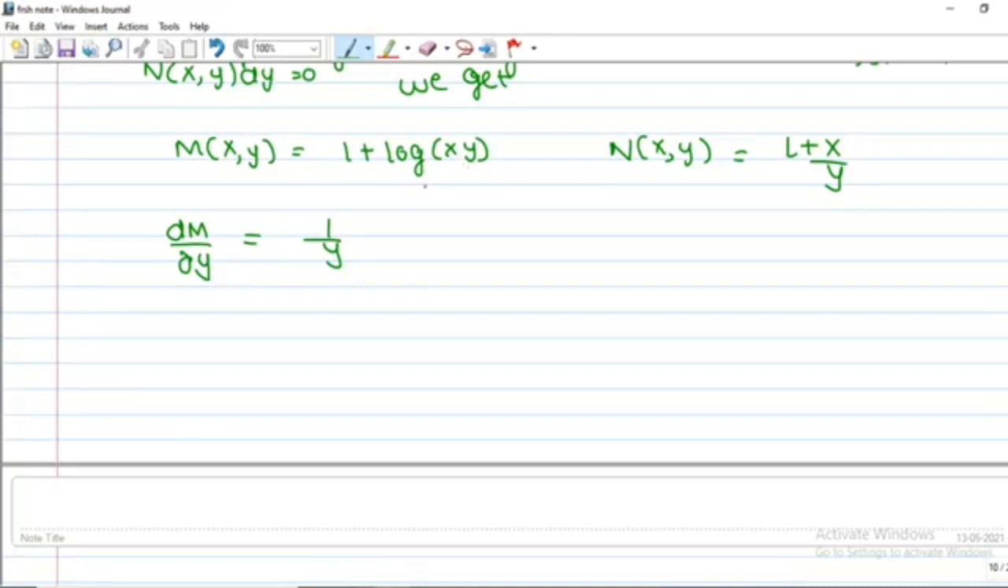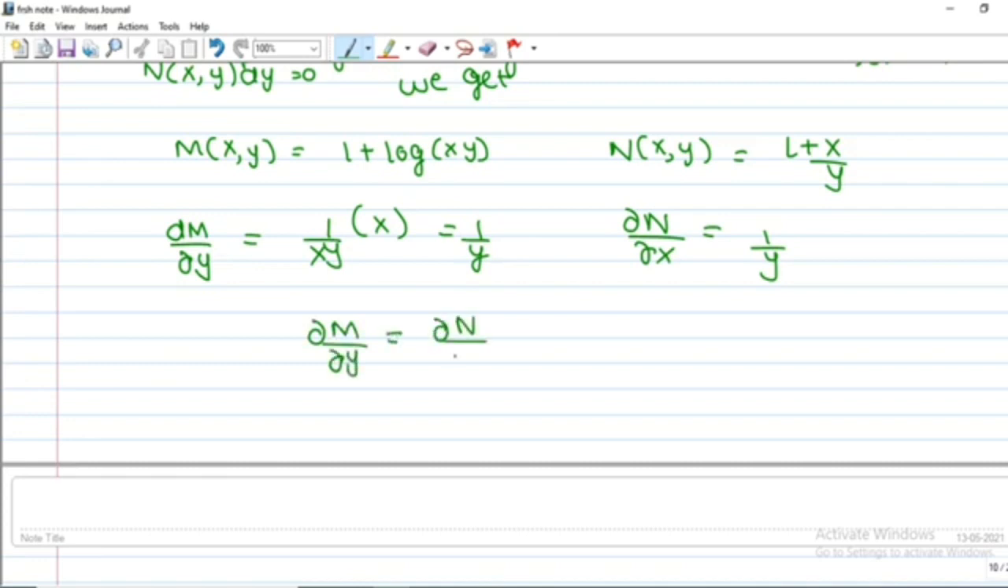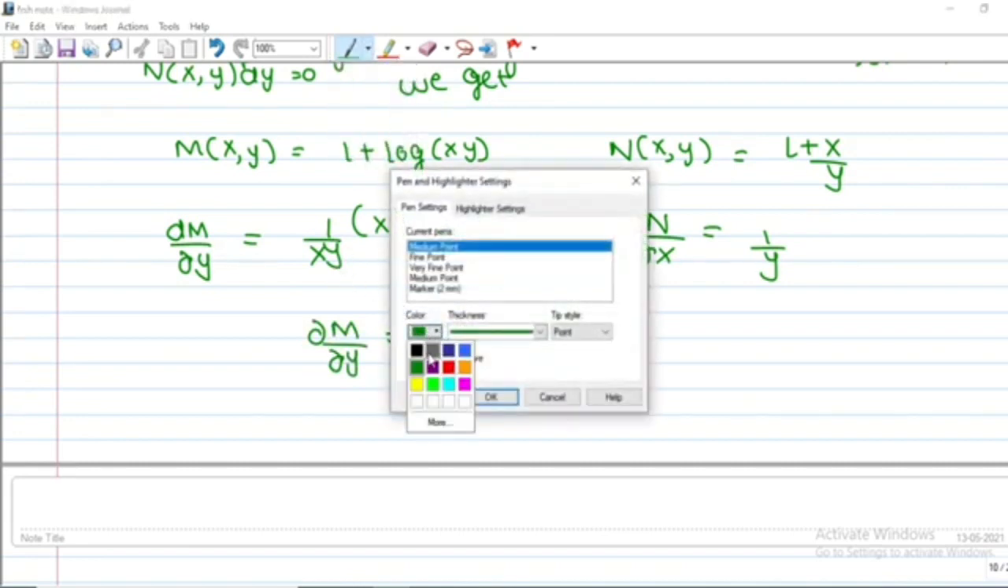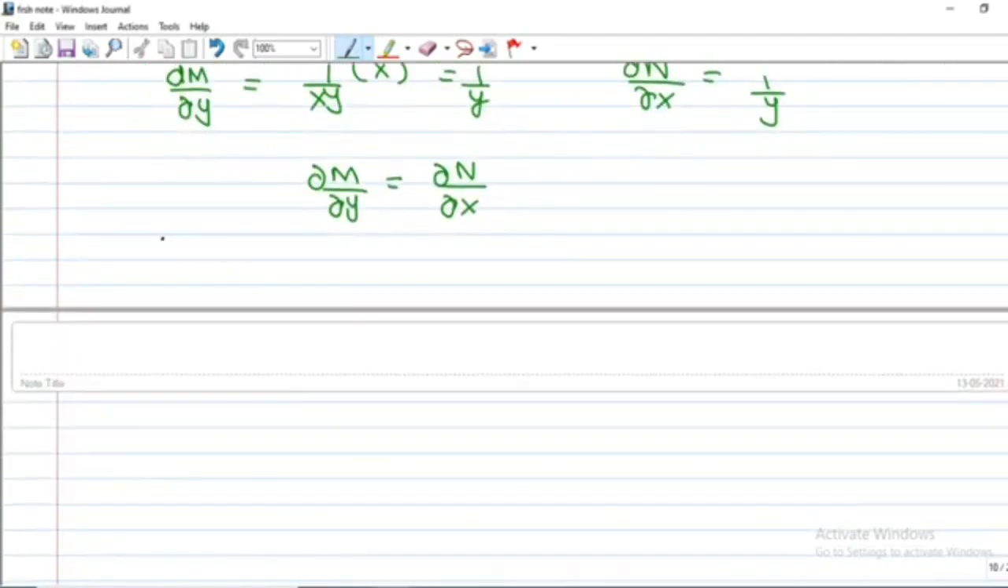1 upon xy will be there. Let me do it in steps. So xy will be there, and then if you differentiate this, x will be there. So finally 1 by y. Also you can split it into log x plus log y, depends upon you. If you simplify this, 1 by y is equal to 1 by y, so these things are equal. Now what we can do, therefore the given differential equation is an exact differential equation.